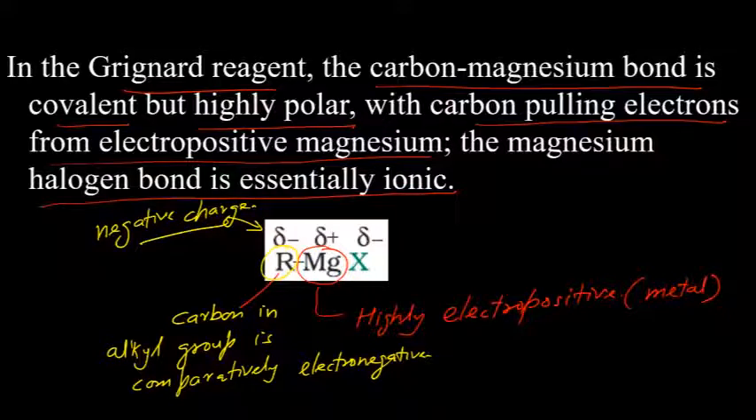Otherwise, normally you don't see alkyl groups having negative charge. But here, because magnesium is highly electropositive, this alkyl group attains negative charge. And halogen is anyway highly electronegative. So this has negative charge itself. So if you can understand the charge distribution, you will be able to understand why the reactions of RMgX, that is Grignard reagent, are slightly different.